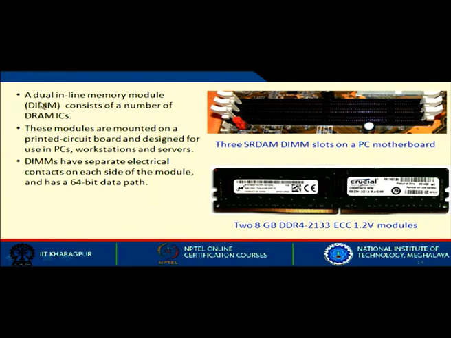This is a dual inline memory module. So, these are the slots where these memory modules can be fit in. A dual inline memory module consists of a number of DRAM ICs. So, you can have a number of DRAM ICs put in these places, and these modules are mounted on a PCB and designed for use in PCs, workstations or servers. So, inside the PC you will find that there are some slots where you can put in the memory chip.